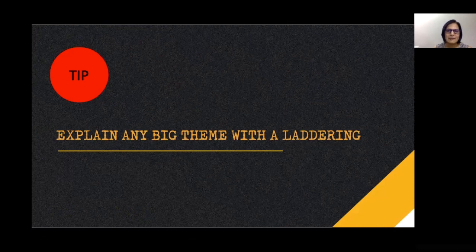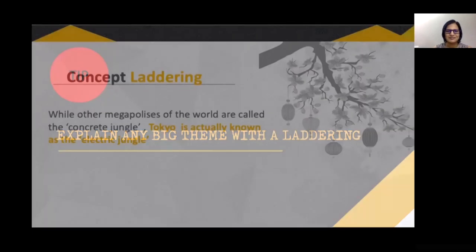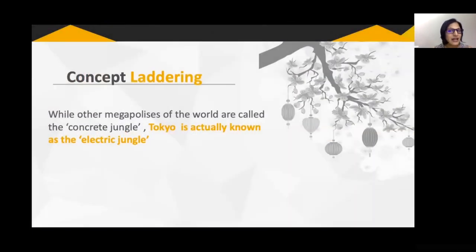Now, whenever you are explaining anything, explain with laddering. Laddering means a step-by-step rational explanation. Now, this is the laddering for the gala night theme. Other cities of the world, like Bombay, are called concrete jungles. Agree? Because you have buildings all around, a lot of cement, concrete, and construction happening all the time. But Tokyo is actually called the electric jungle and not the concrete jungle. And do you know why? Let's see.